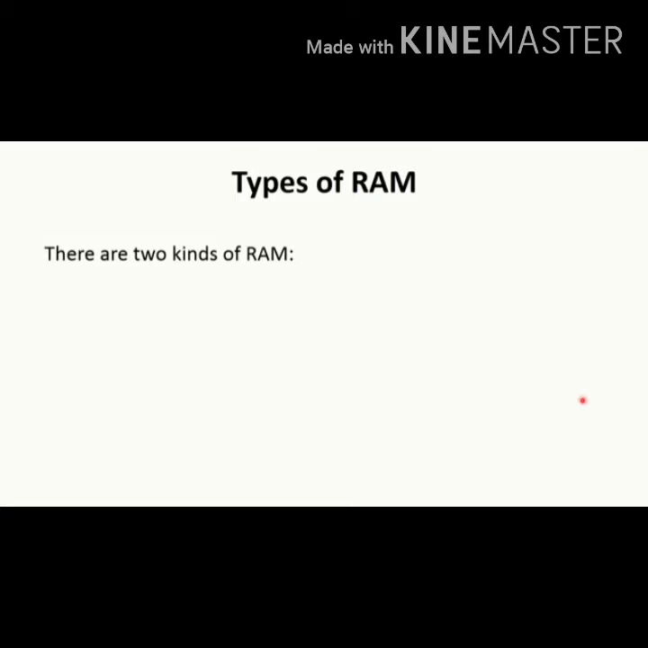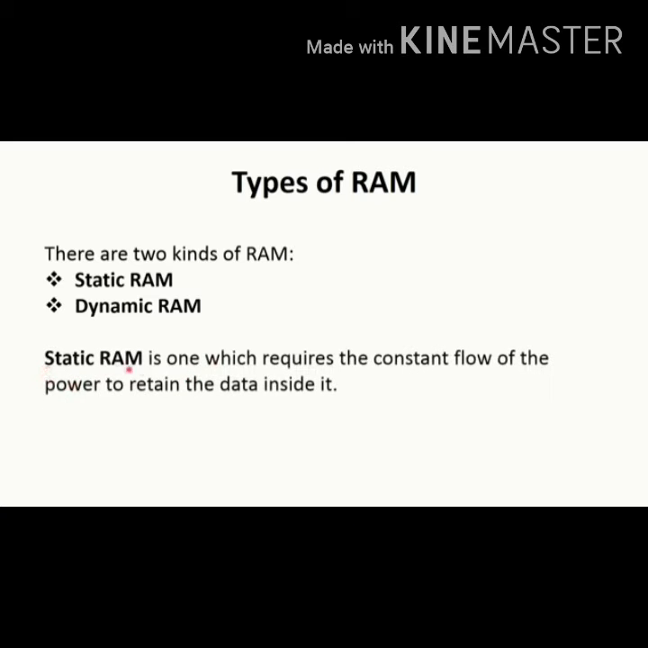There are two types of RAM. First is static RAM, second is dynamic RAM. Static RAM is one which requires the constant flow of power to retain the data inside it. Here, interrupted power could result in loss of data. Static RAM is made up of transistors and latches. It is faster and more expensive than dynamic RAM. It is mainly used as cache memory for the computer.